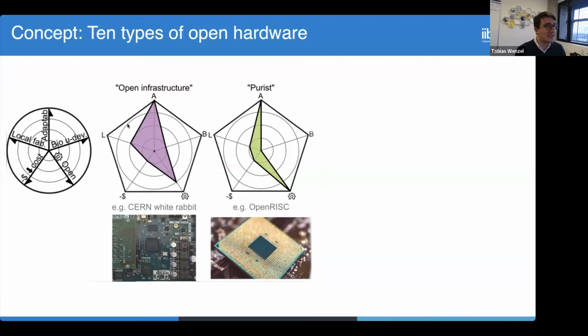And that's really nice. But these things are usually very expensive, and they're not suitable to biologists or local fabrication. But they are definitely open source and adaptable. And this can be nice for big infrastructure.